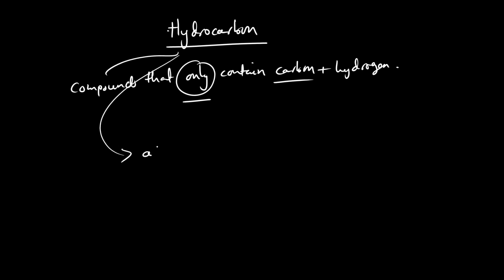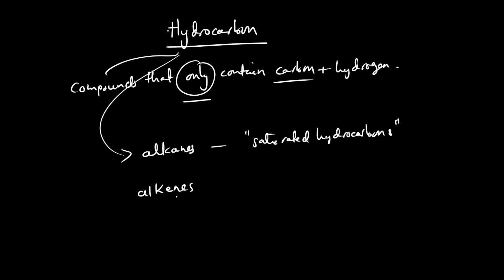And there's two types you learn at IGCSE double award. You have alkanes, which are regarded as saturated hydrocarbons, and you have alkenes. Students can get confused with the spelling, anes and enes, and these are unsaturated hydrocarbons.